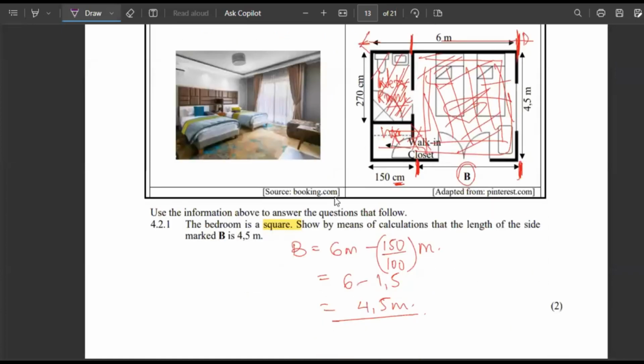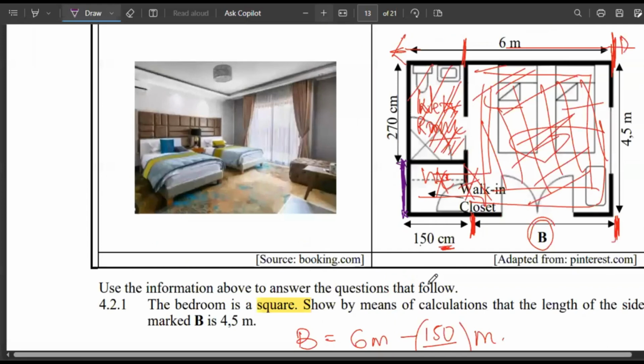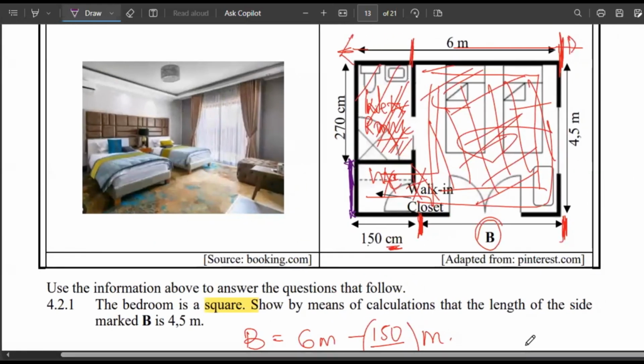Now, when you look at the walk-in closet, this is 150. So we don't know how much this is from here to there, because this one is also missing now. We shall need to look for this distance. We shall use the same theory. If from here up to there is 4.5 meters, yet from up to there it's 270, which is 2.7, what is the missing length here?